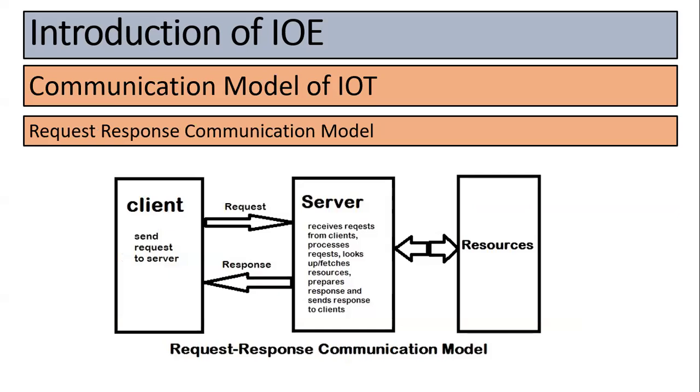Now coming to the communication models which are available in IoT. This is again very important. What are the different communication models available in IoT? The first model is the request-response communication model. In this you can see client-server communication, in which the client sends a request to the server and the server responds to the request.